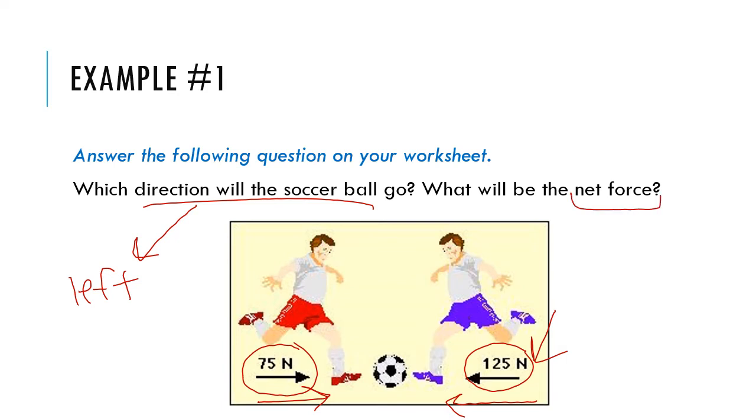So now how can we calculate our net force? We're always going to take our larger force, 125 newtons, and subtract the smaller force, 75 newtons.